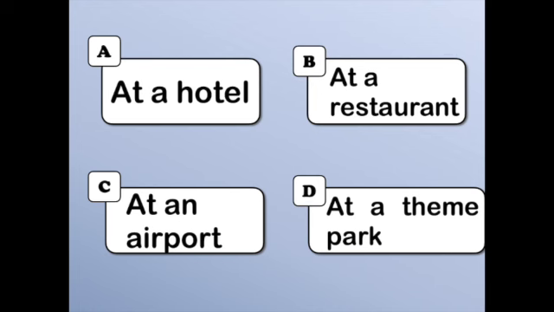Thank you for listening to that conversation between a dad and a son. Here we go. Okay, listening comprehension questions. Question number 1. Where is the conversation taking place? A, at a hotel. B, at a restaurant. C, at Sydney Airport. D, at a theme park.